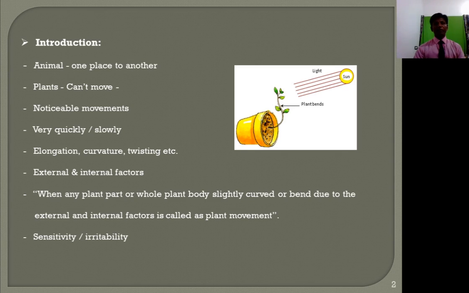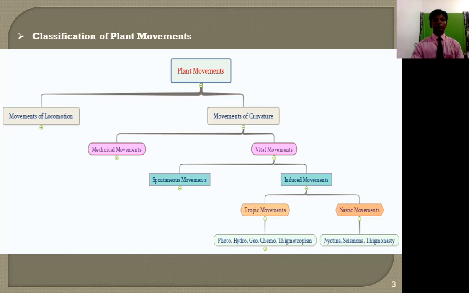Actually, not only in the plants but in any type of organism, the movements occur due to the sensitivity or irritability of the protoplasm. Likewise, in the plants also, the movements occur due to the sensitivity or irritability of the protoplasm. Here we have seen the introduction about the plant movements. Now we will see the next point, classification of plant movements.